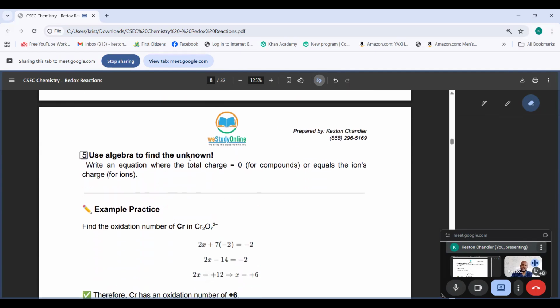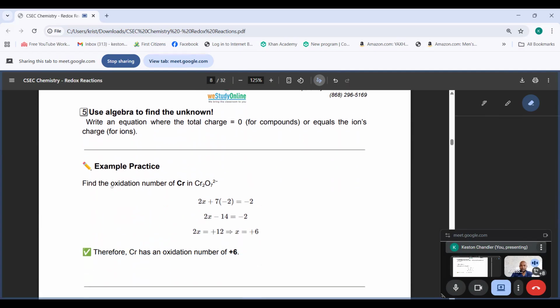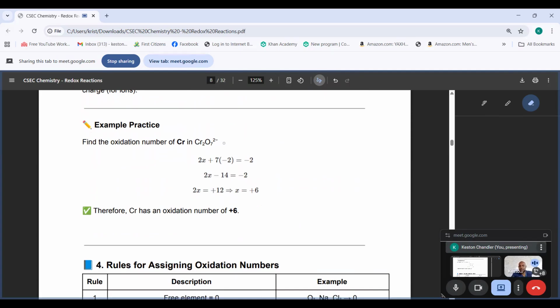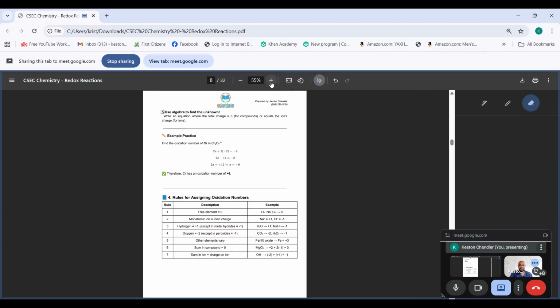Now, we can use algebra to find the unknown. We always write an equation with the total charge being 0 for compounds, or if it's an ionic compound, we write it equal to the charge of the ion. For example, this is the chromate ion. If you look at the table of common anions that I told you to learn, you'll see the chromate ion. The overall charge on this is -2, right? Now, if I want to work out the oxidation number of chromium, because we know the oxidation number of oxygen, or oxide in this case, is -2, we will write a simple equation.